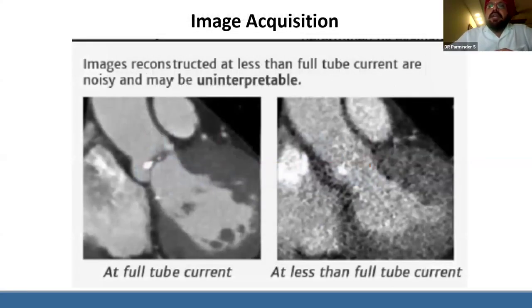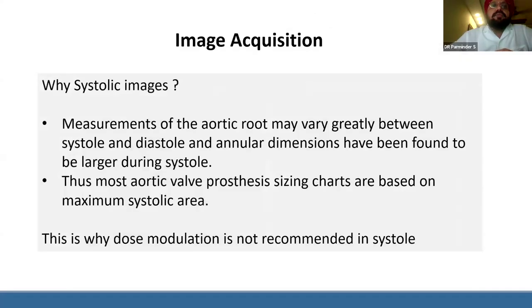This is just to show that if the images of the aortic root are acquired at less than full tube current, the images become noisy, grainy, and may not be interpretable, as shown in the image on the right side. So we should use a full tube current throughout the cardiac cycle, or at least during systole, for image acquisition.